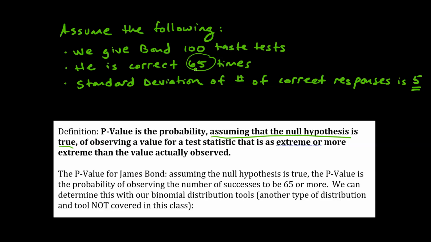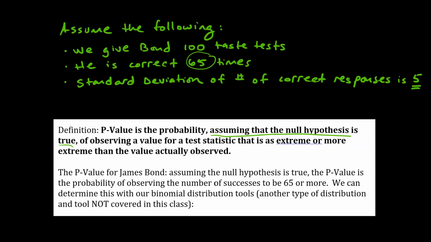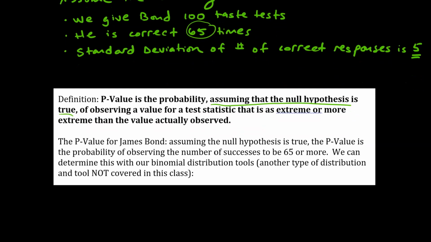And so the method to actually calculate this probability is based upon a binomial distribution, and I know that's not something that's been emphasized in this class. And so I'm going to tell you what that probability is. So our p-value in this problem ends up being 0.00176.